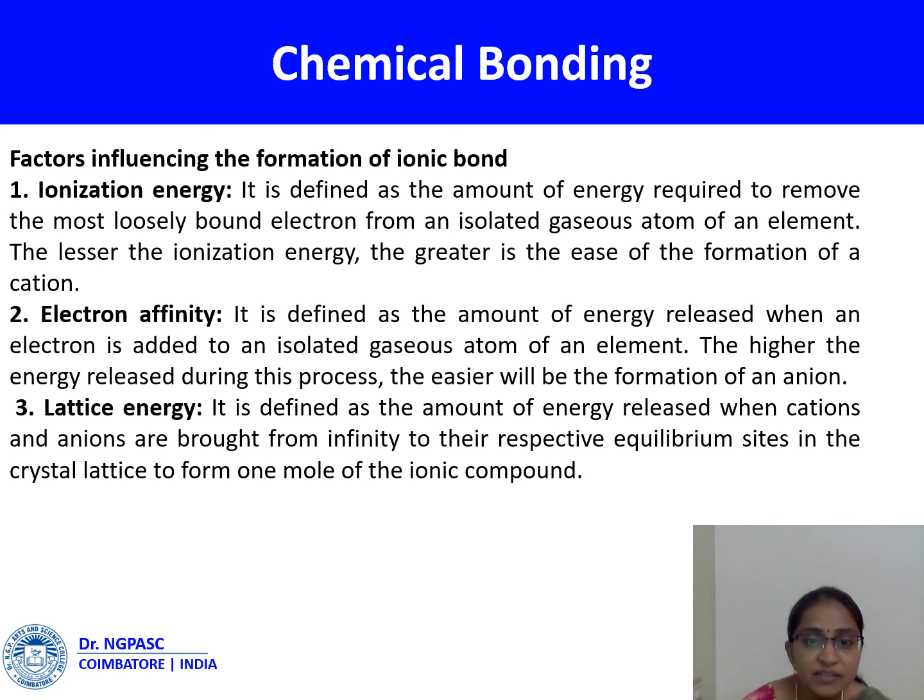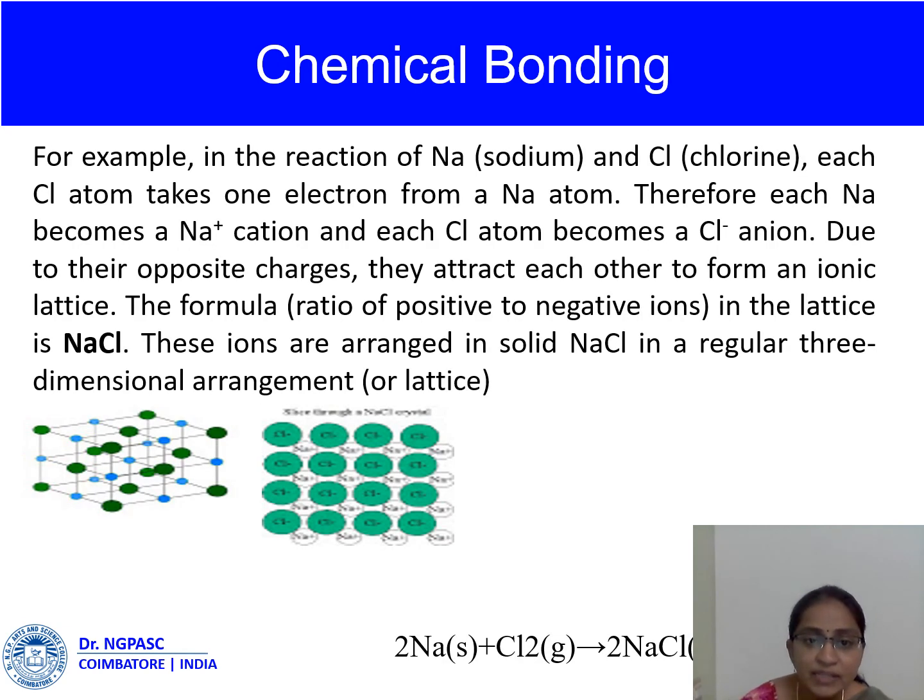Lattice energy is defined as the amount of energy released when cations and anions are brought from infinity to their respective equilibrium sites in the crystal lattice to form 1 mole of the ionic compound. For example, the sodium atom becomes the sodium cation and the chlorine atom becomes the chloride anion. Due to their opposite charges, they attract each other to form an ionic lattice.